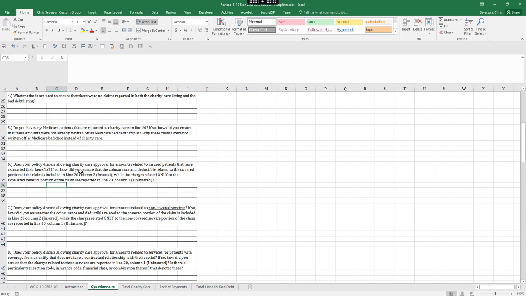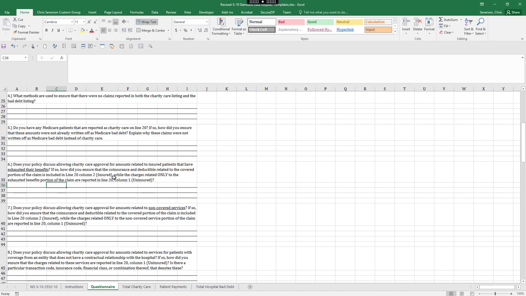If your policy allows it, then that portion can be considered non-covered or uninsured. So in that situation, you might have one claim that needs to be split across two columns. The deductibles and coinsurance related to the covered portion, the insured portion, would be in column 2 of line 20. The charges related just to that exhausted benefit portion would be reported as uninsured. Again, that's a different treatment than when it exceeds the Medicaid length of stay limit. That's intentionally a separate situation.